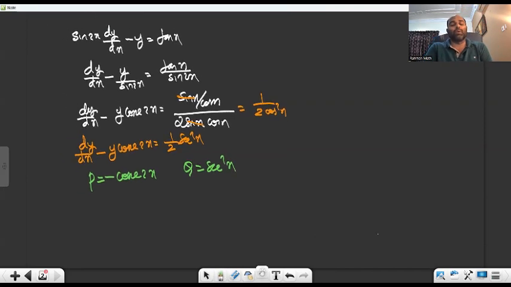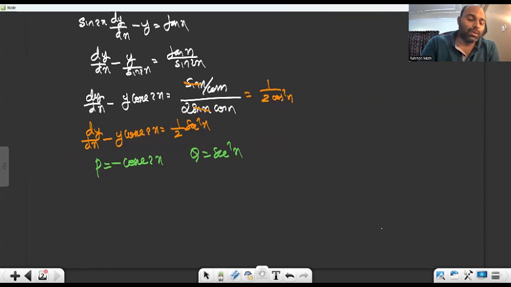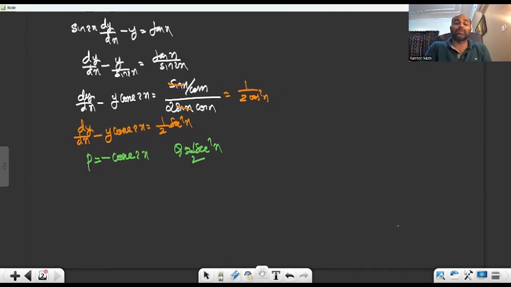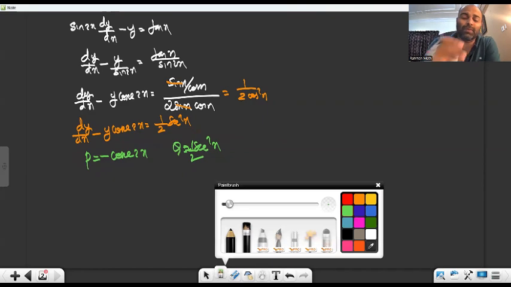Anybody have a doubt? Let me know. Sorry, Q is 1 by 2 sec square x. The question is a little hard, I told you, especially the integrating factor. Apart from that, easy.